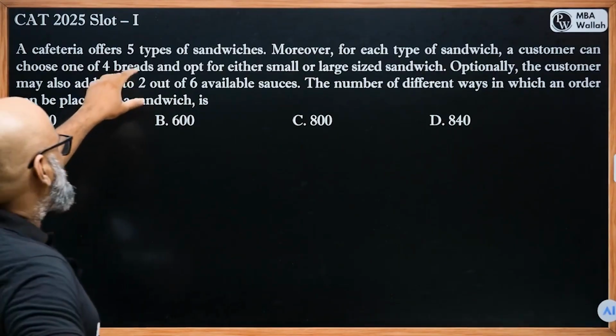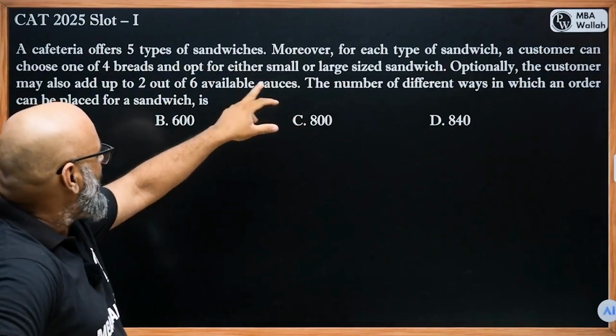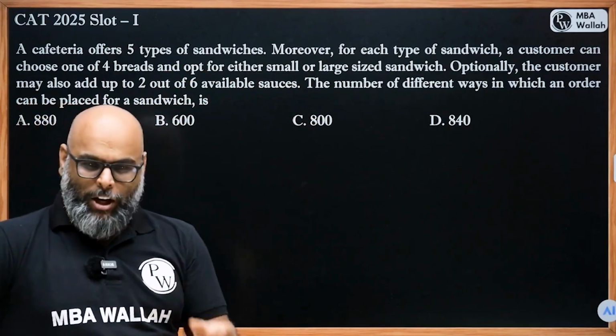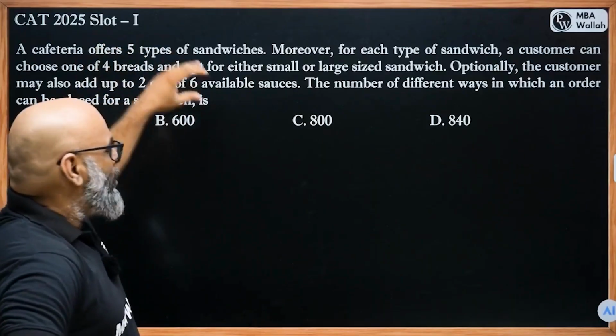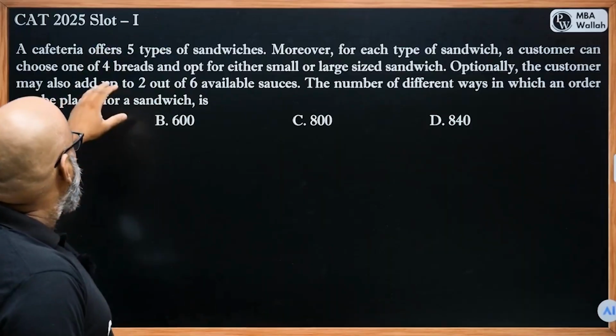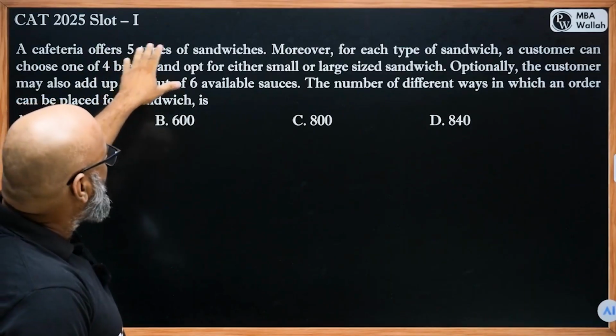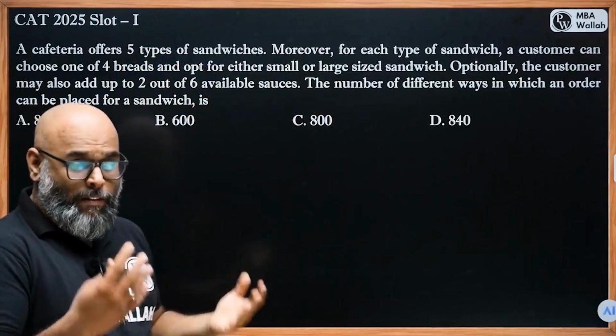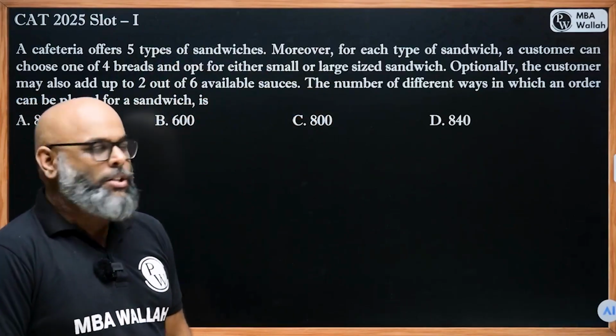So 5 types of sandwiches. And then they say large or small sized. So the wording has been a little off-putting here. Think of it like a Subway thing: 5 different types, 4 different bread options, large or small, and 2 out of 6 sauces available. So that way it gets a lot easier.